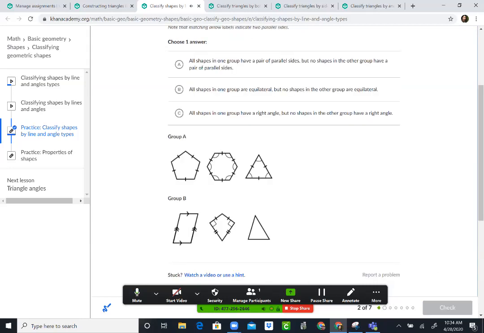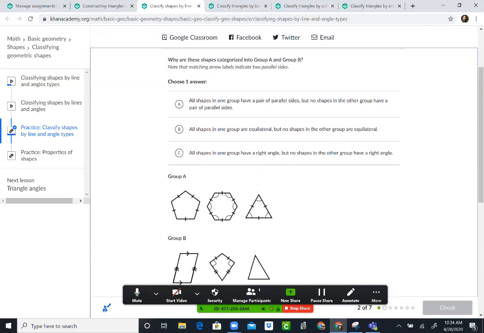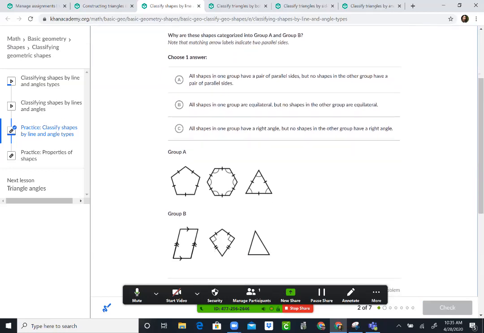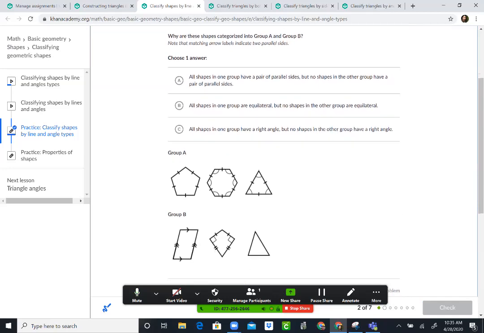And then you just get the next question. It says, why are the shapes categorized into groups A and B? Choose one answer. All the shapes in one group have a pair of parallel sides, but none of the other ones have parallel sides. Well, shape number 3 in group B does not have a pair of parallel sides, so it can't be that one. B says all shapes in one group are equilateral. That's true, because the top group, group A, they're all equal sides on all the different sides, but no shapes in the other group are equilateral. That looks like it might be a possibility, but let's check the last one.